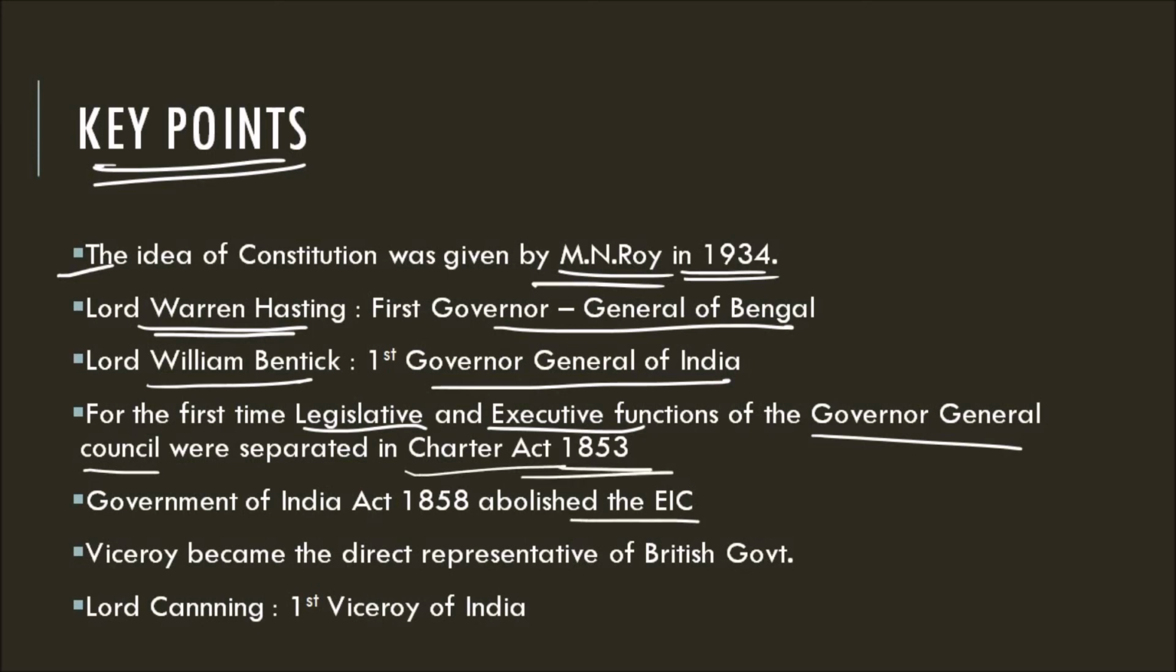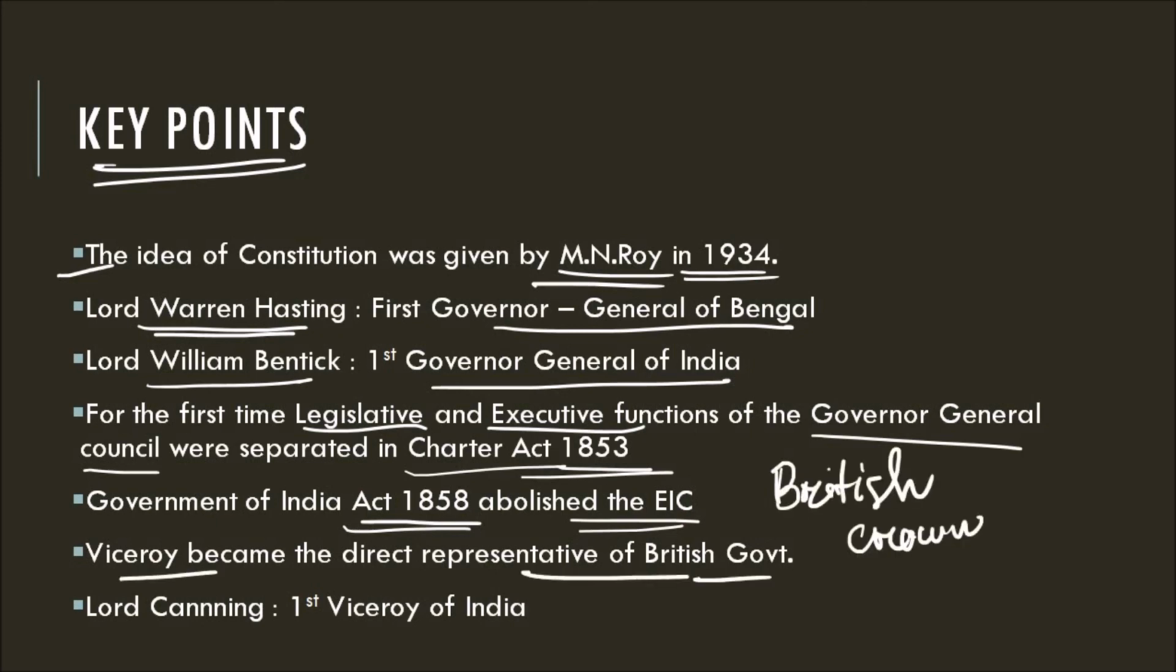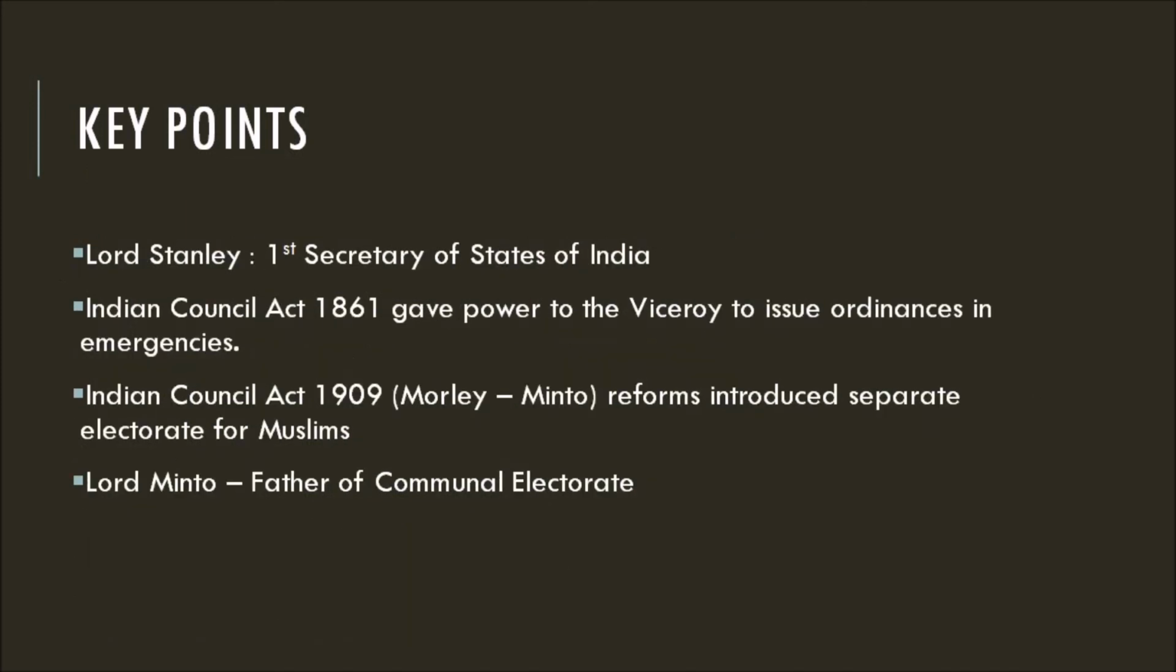The East India Company was abolished through the Government of India Act 1858. After that, the British portion of India was ruled in the name of the British Crown. With this act, the Viceroy became the direct representative of the British government, and Lord Canning became the first Viceroy of India, and Lord Stanley became the first Secretary of State for India.